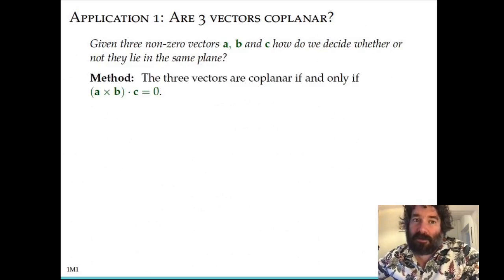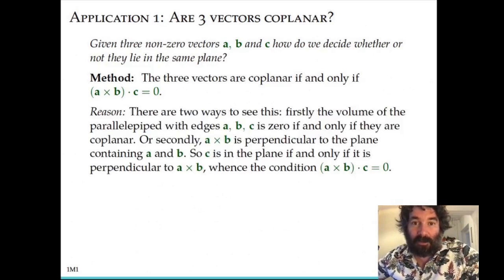Well, the three vectors A, B, and C are coplanar if and only if A cross B dot C, that's the scalar triple product, which I introduced in the last video, is equal to 0. And the reason for this is that the three vectors are coplanar if and only if the parallelepiped that they describe, that they span, is really just contained in one plane. And so the volume in that case of the parallelepiped would be 0. And so here's the reason explaining this. So the volume of the parallelepiped given by A, B, and C is 0.